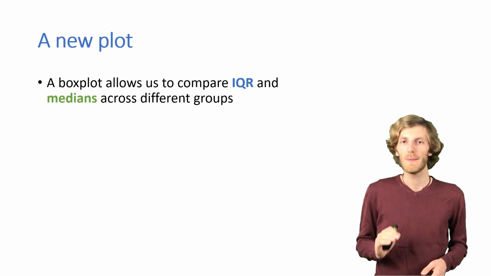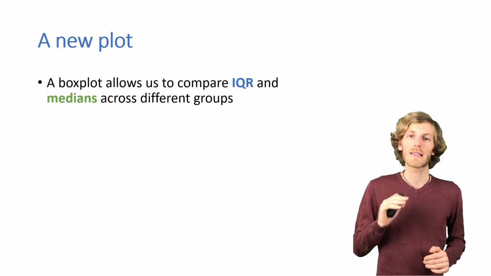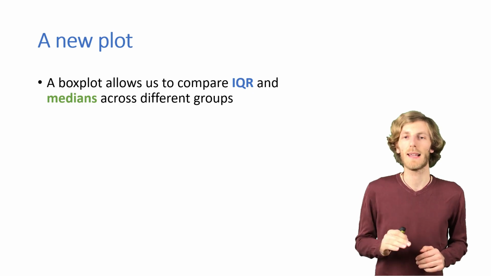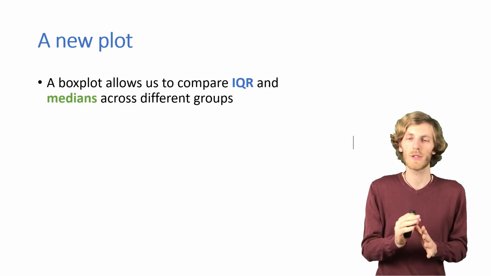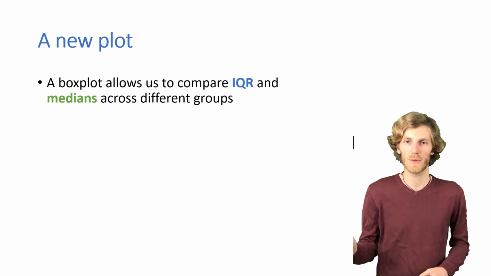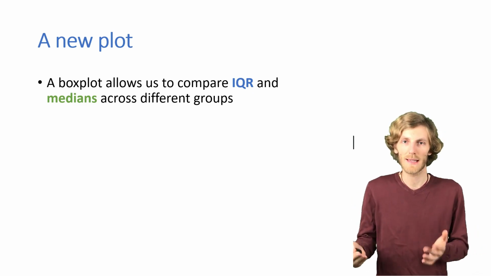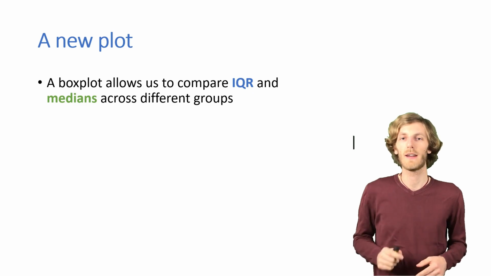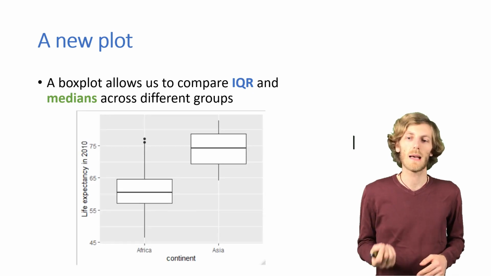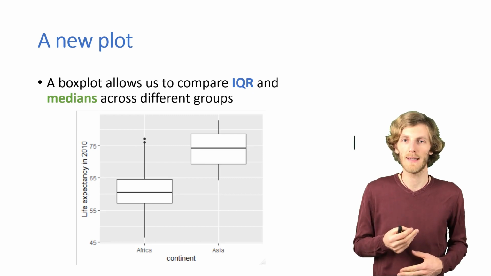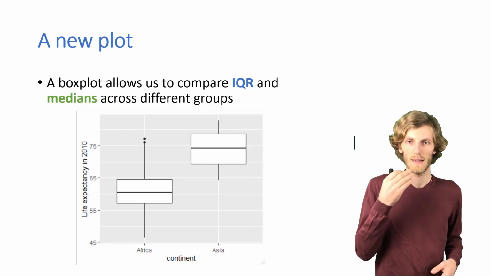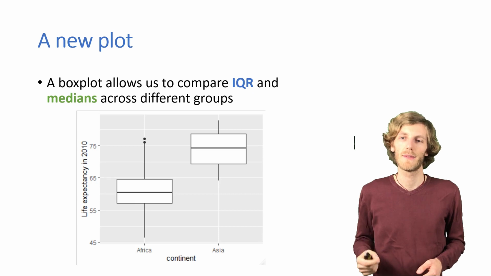There's a new plot type that we can use that shows us many of these values in a single figure, and it's helpful if we want to compare the distribution of a variable across different groups, which is the same as saying across a categorical variable. So here I'm showing the distribution of national life expectancies in Africa and in Asia.